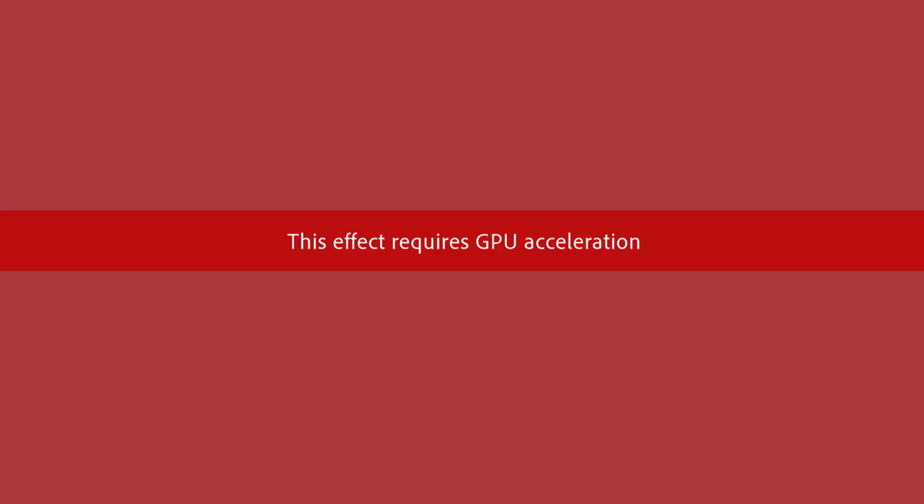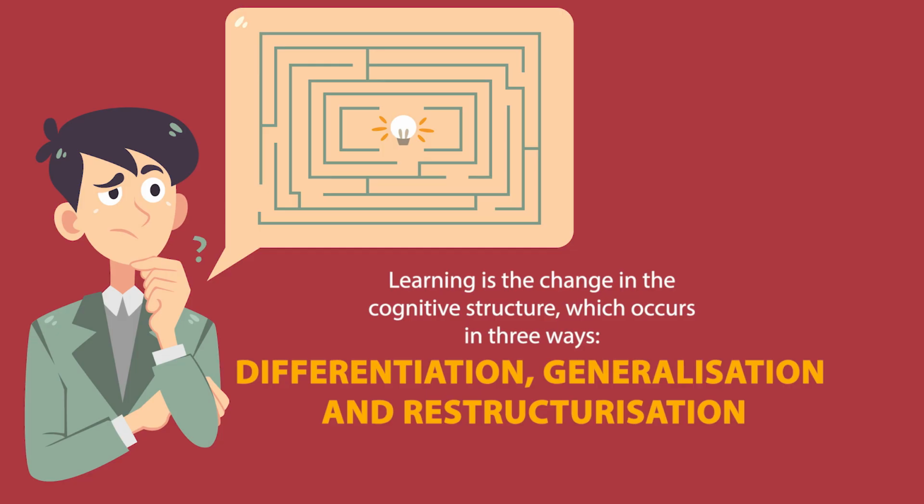The cognitive approach gives importance to cognition, that is, the perception in learning. Learning is a change in the cognitive structure which occurs in three ways: differentiation, generalization, and restructurization. Differentiation begins by differentiating aspects of oneself and one's environment. For example, in the early years of a child, he confuses every four-legged animal as a dog. It is only with time that the child learns to differentiate between them.